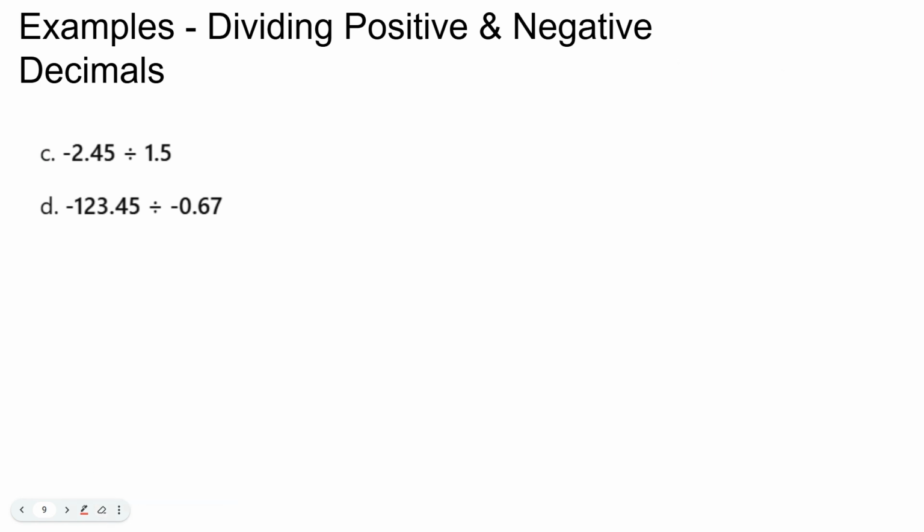Let us have our divisor first. Disregard the signs. For our divisor, we have 0.067. And of course, we're going to move the decimal point to the right, so that would be 6.7. That's our divisor.